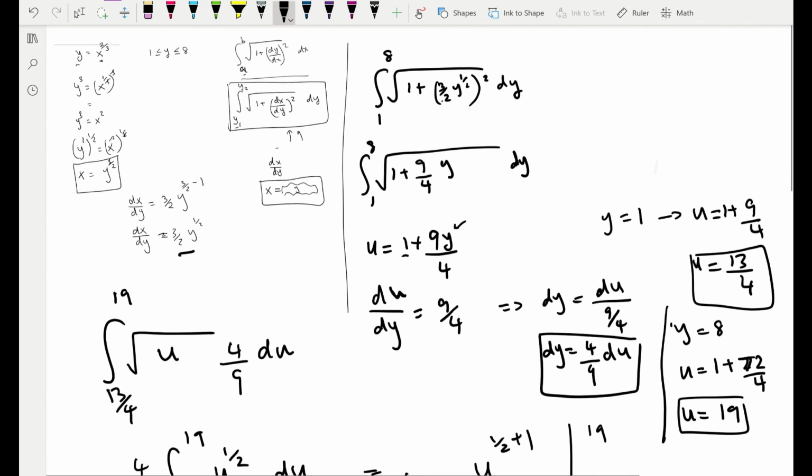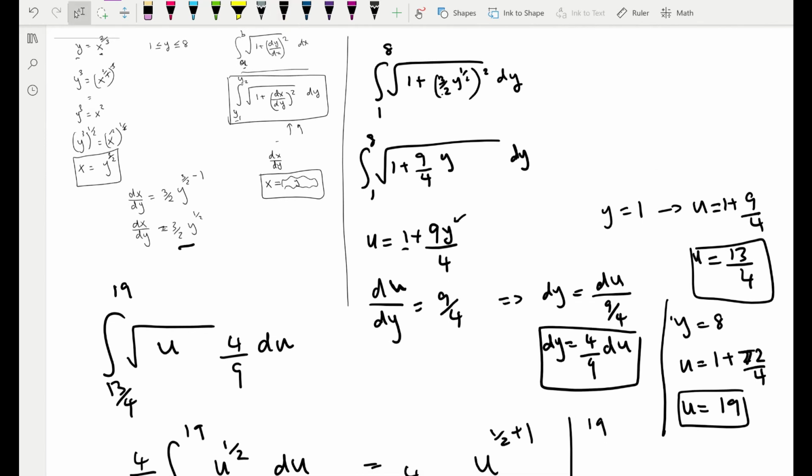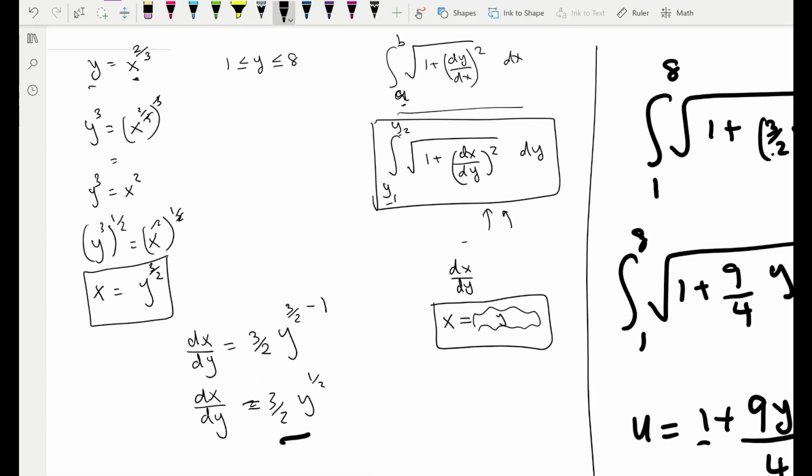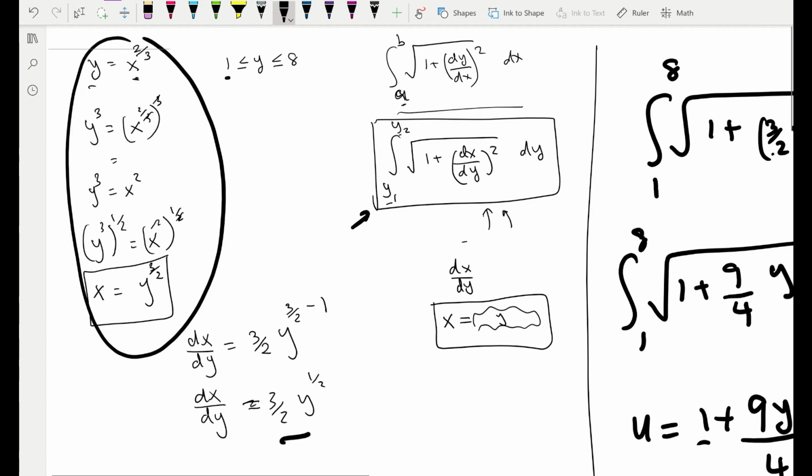But the biggest thing here is that we can actually use the arc length formula where you integrate with respect to y rather than integrating with respect to x. The most important thing is, if you are doing that, the limits of the integral should belong to y. And the other thing is that you need to make x the subject. If x is not the subject, you have to make x the subject, and then you can find dx/dy.